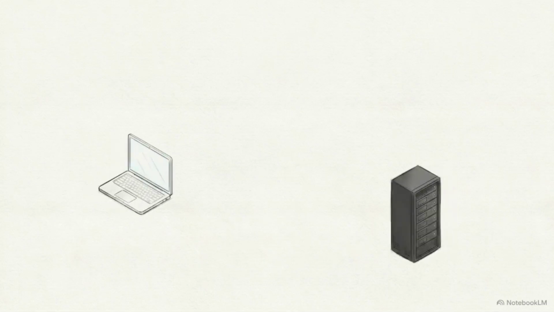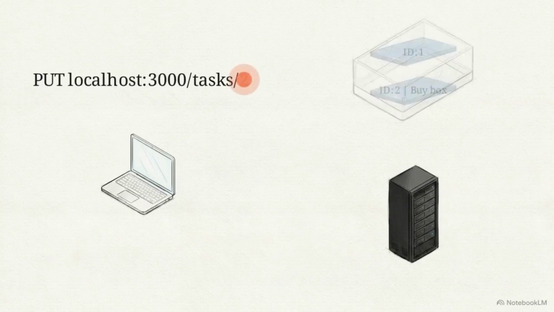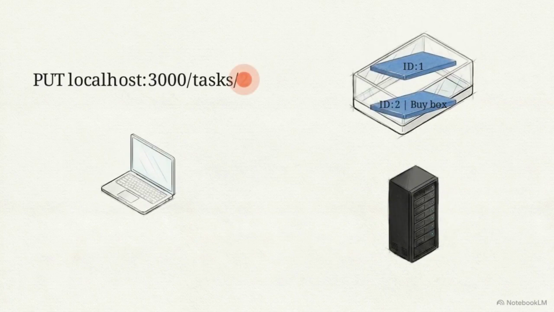This method is used when you need to target and modify an entry that already exists. This diagram shows the logic. We use a dynamic ID in the URL to tell the server which task to change. Once it finds the right ID, it overwrites the old data with your new input and sends a confirmation.